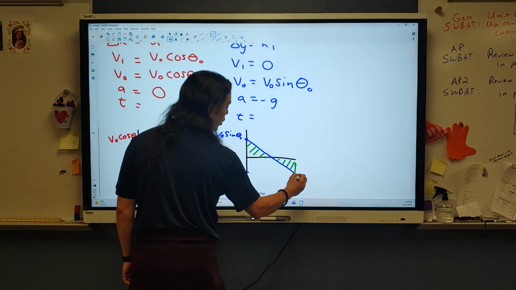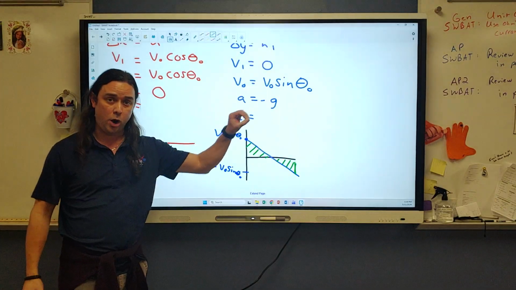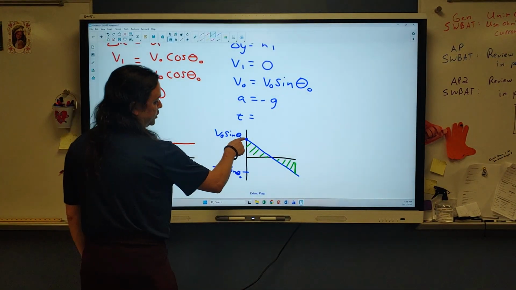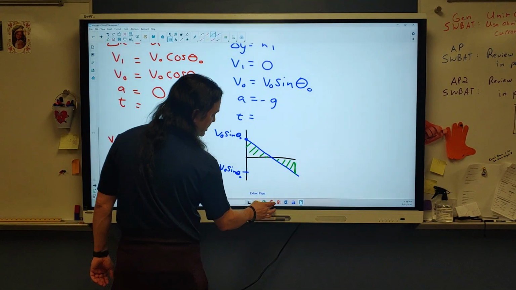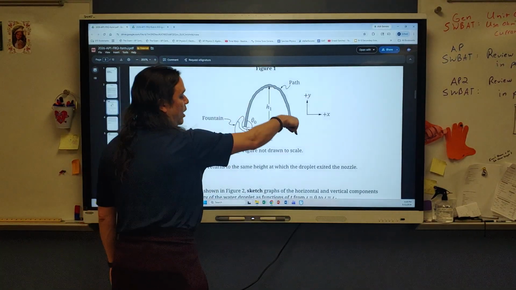I need an equal but negative area there to make my total displacement 0, in keeping with the period that we are told to graph. That also happens with us going from positive down to negative. How do I know that it is negative? Well, from kinematics, I know that it was going up and now it's going down.